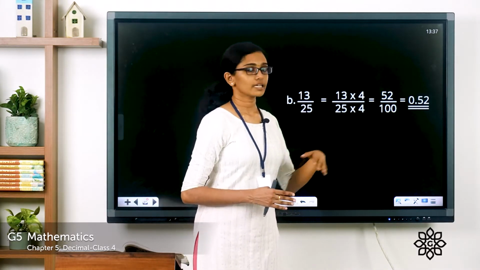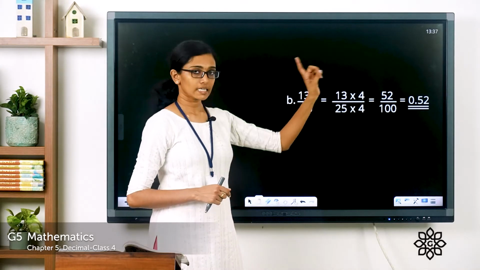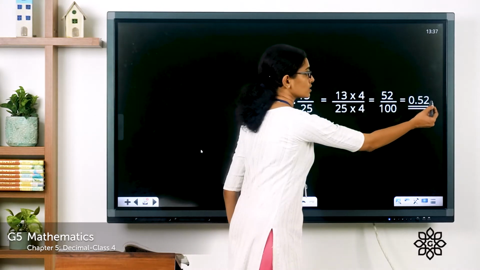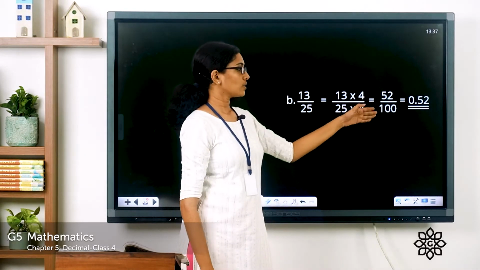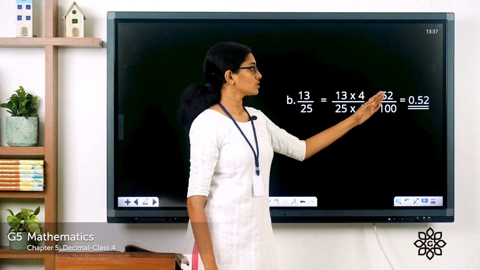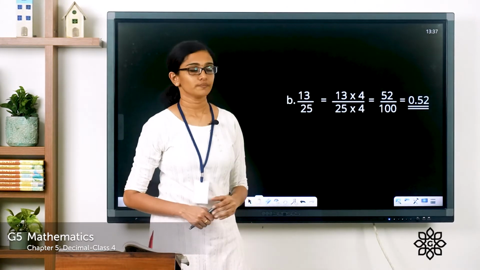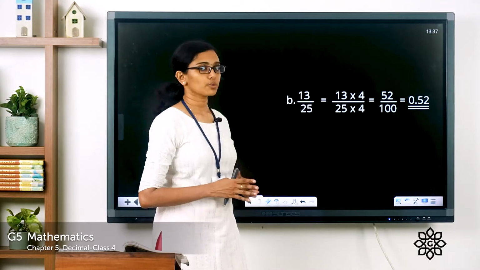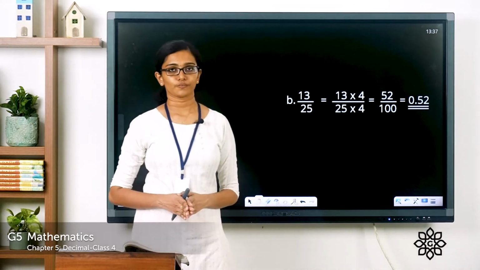Write the given numerator as it is. Count the number of zeros. There are 2 zeros. So starting from the right, count 2 places from the right to the left. That is 1, 2. Put the decimal point after that. And you don't have a whole number part, so you put 0 as the whole number part. So 52 by 100 equals 0.52. So the fraction, our given question, 13 by 25 is equal to the decimal number 0.52.